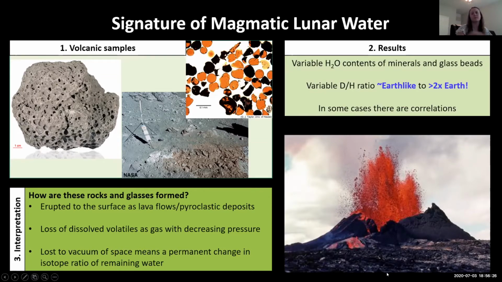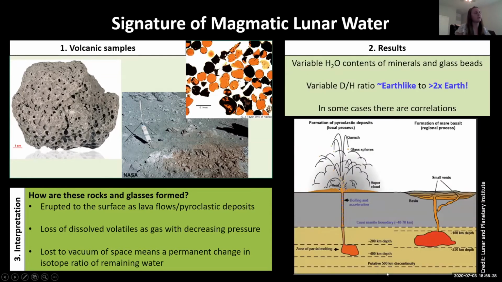During this process of eruption, we think that in order to create these really high deuterium to hydrogen ratios, there must have been some loss of the volatiles dissolved in those magmas, those melts, lost as a gas as the pressure was released as these erupted. And this loss means a permanent change in the character or the composition of the water that's left behind.